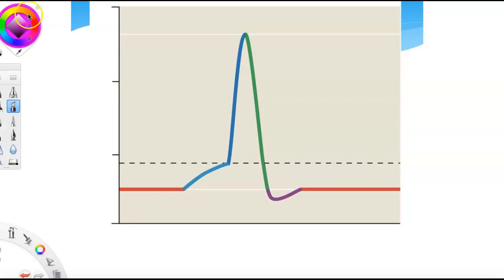All right, before we talk about what happens at the neuromuscular junction and how we get the signal, the stimulus to contract the muscle, I need to go over a little bit about what is an action potential.